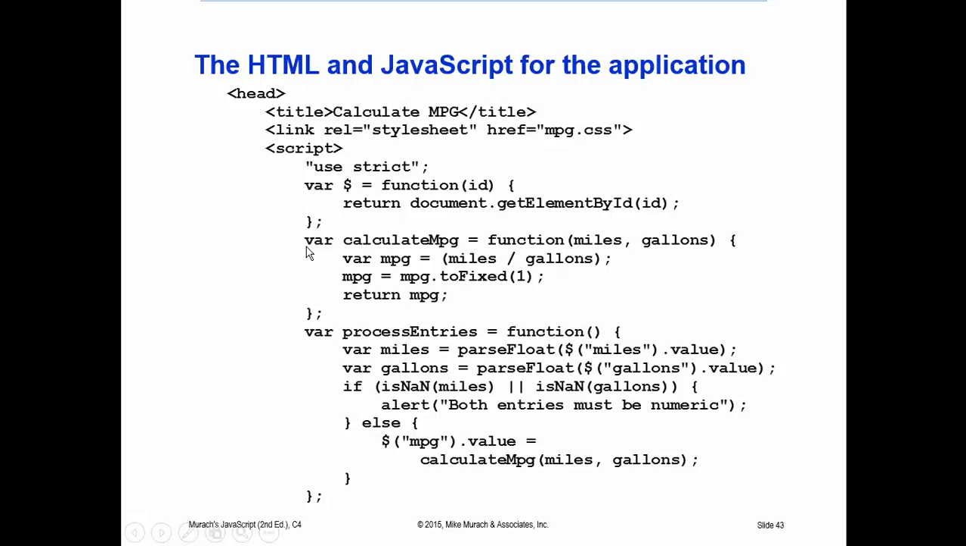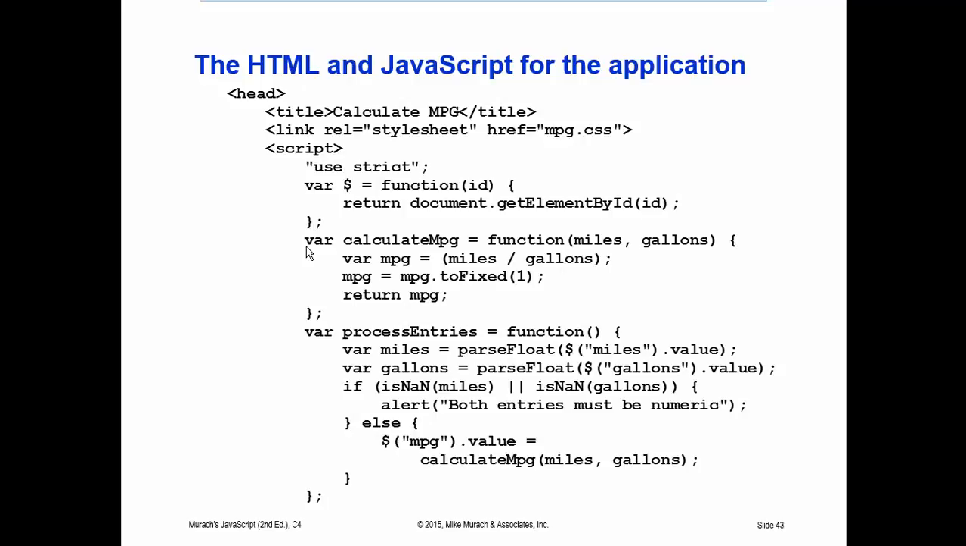Then we come in here and calculate MPG is a variable that we assign to the results of the function. The function gets miles and gallons passed in. It divides miles by gallons, puts it into MPG, and then rounds that to 1 decimal place and returns it.